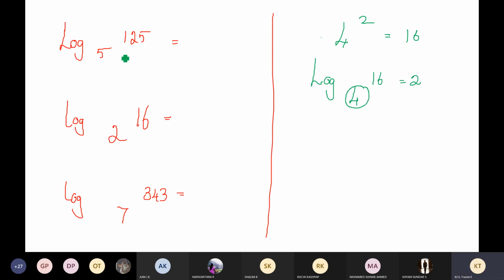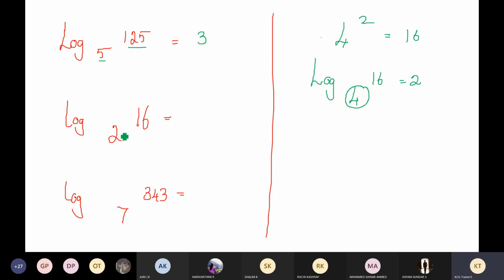If you take this one, base is 5. 5 power what number gives me 125, guys? Can I say 5 cube is 125? So my answer is 3. That's all. So this is the log value of this one. Clear?